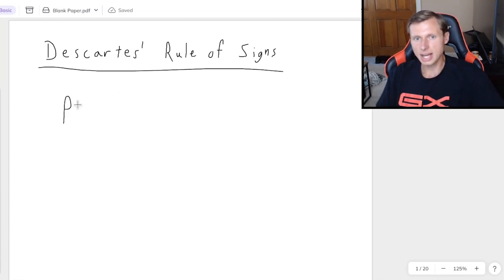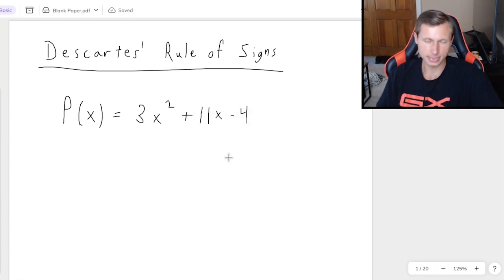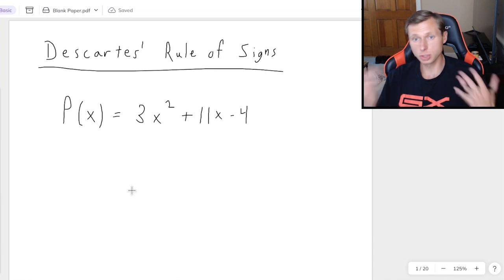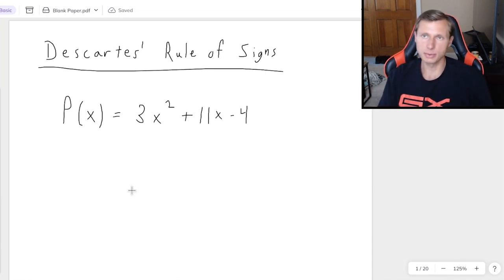So let's say I have some function, p of x is equal to 3x squared plus 11x minus 4. And let's say I wanted to come up with the solutions of this function. The first thing I would do is set it equal to 0 and try and factor. And if this doesn't factor, I would use the quadratic formula. But Descartes wasn't interested in that. He was just interested in how many solutions there would be here.